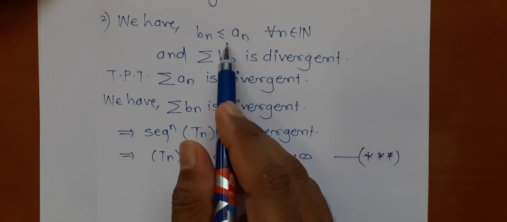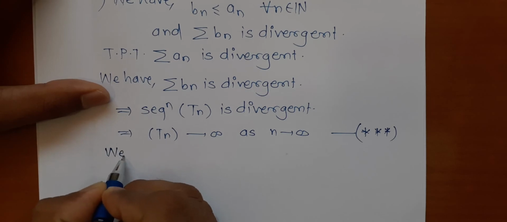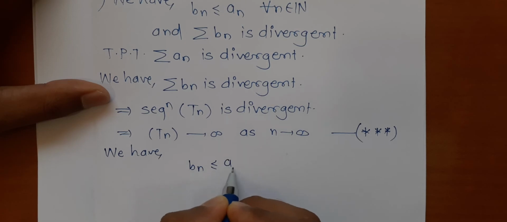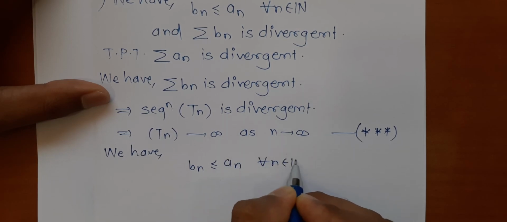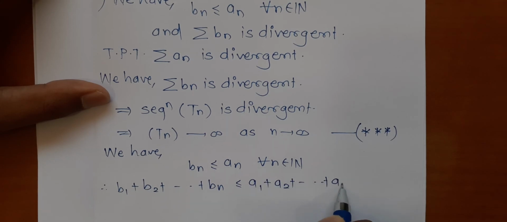The second information we have is an is less than or equal to bn. So what will I do? I will add those terms. Therefore a1 plus a2 and so on up to an is less than or equal to b1 plus b2 and so on up to bn. This is nothing but Sn, and this is nothing but Tn, for all n belonging to the set of natural numbers. I will call it equation 4 star.